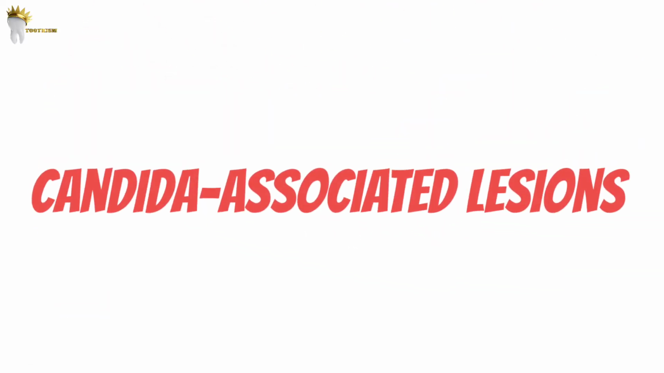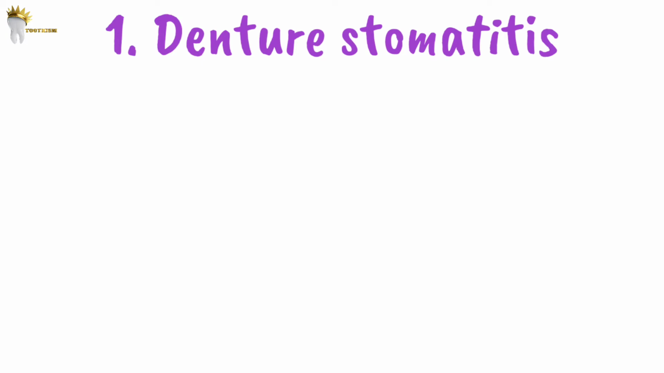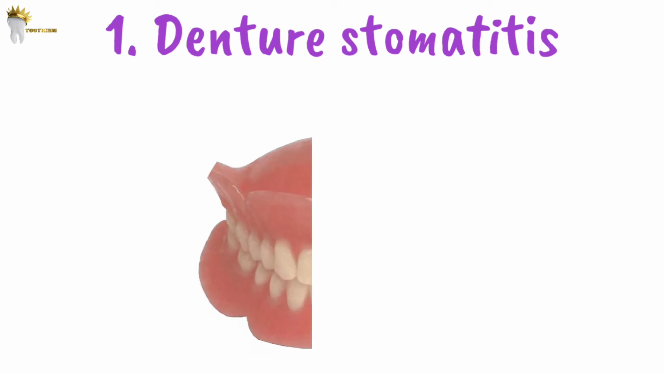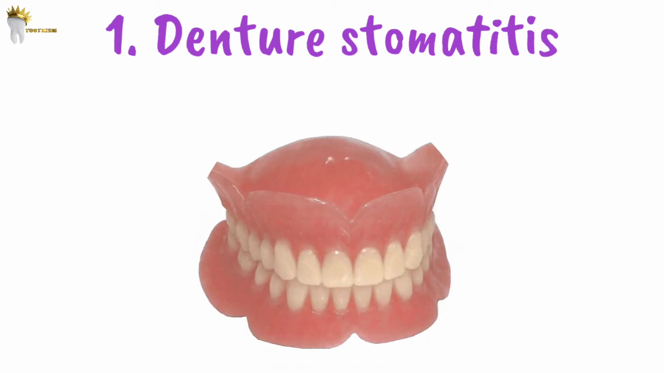Now let's understand what Candida associated lesions are. First one is denture stomatitis. The most common site for this is of course denture bearing palatal mucosa. There are three types of denture stomatitis.